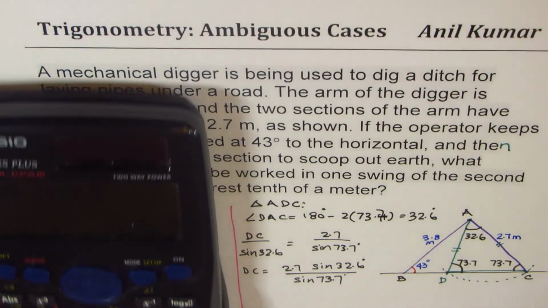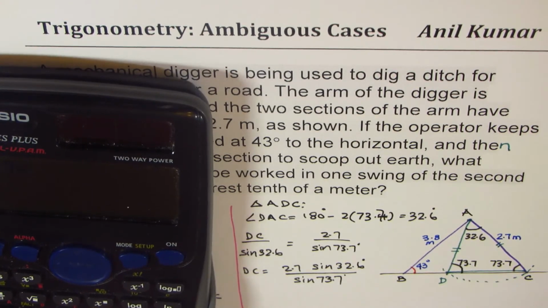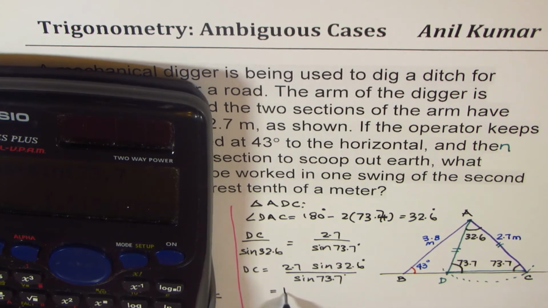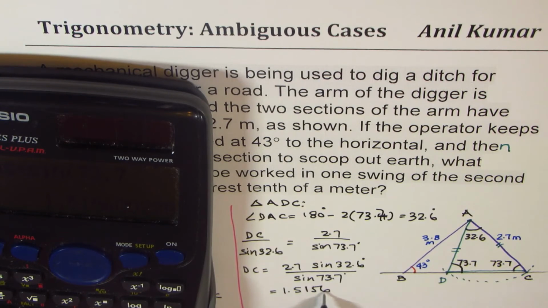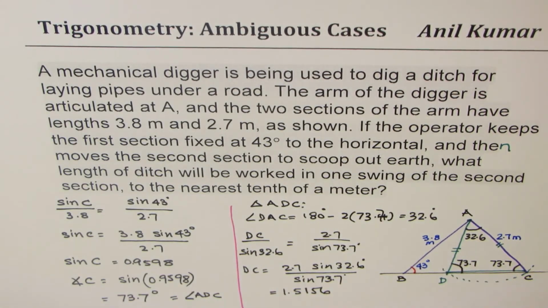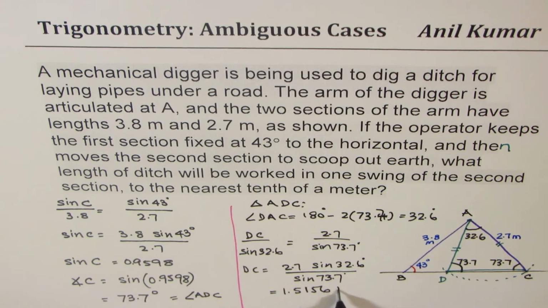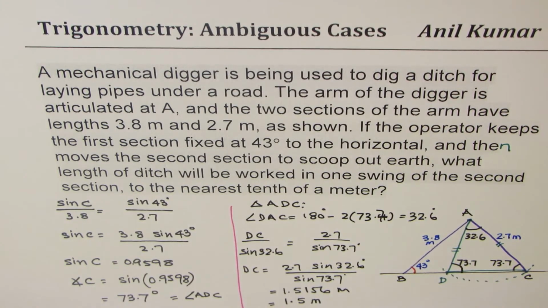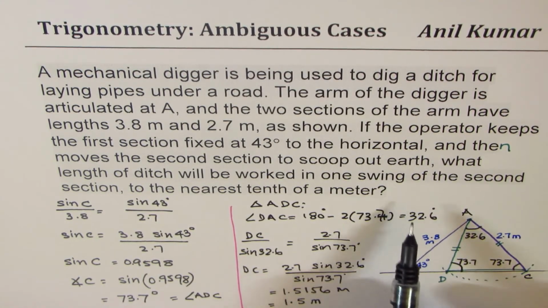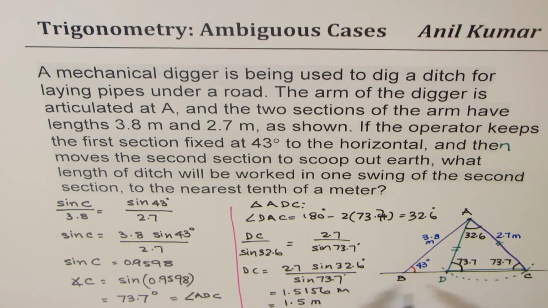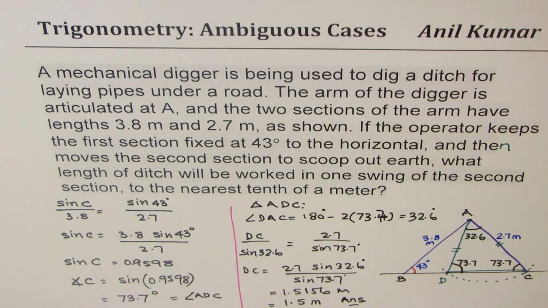Okay, let's calculate this. So we have 2.7 times sine of 32.6 divided by sine of 73.7, and that gives us 1.5156. We want to round this answer to the nearest tenth of a meter, so this could be written as 1.5 meters, right? So 1.5 meters is what you get in one swing, right? So this distance DC is our answer. So that is how you could actually solve these questions, right?